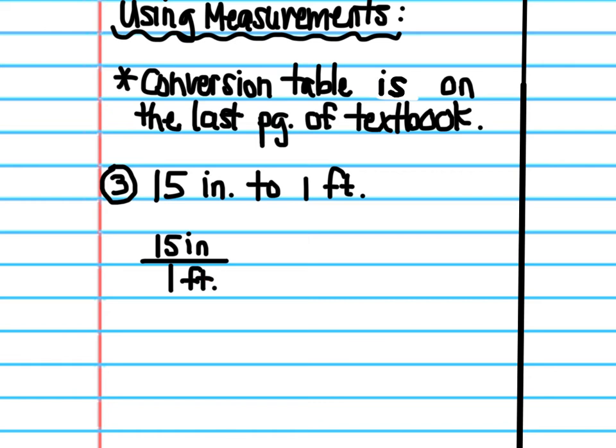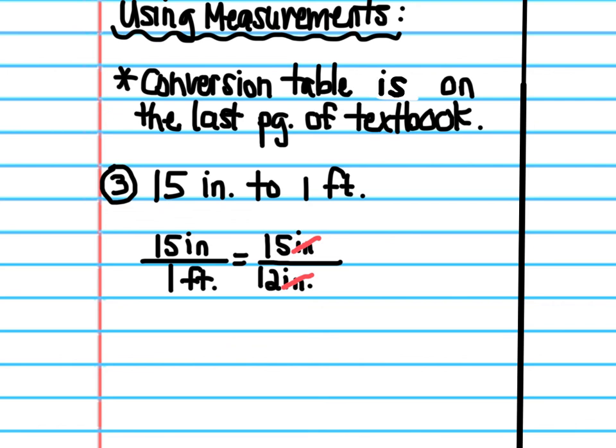And for those conversions that you aren't familiar with, for instance, ounces to cups, the conversion table is on the last page of your textbook. But with inches, it's a little bit easier since we use it on a regular basis. So there's 12 inches in 1 foot. So we're going to have 15 inches on top, and then we're going to replace the 1 foot with the 12 inches. Now that they have the same unit of measures, you can cross out the inches on top with the inches on the bottom, so they don't have the unit of measure in your answer.